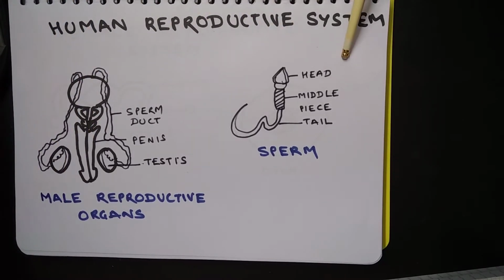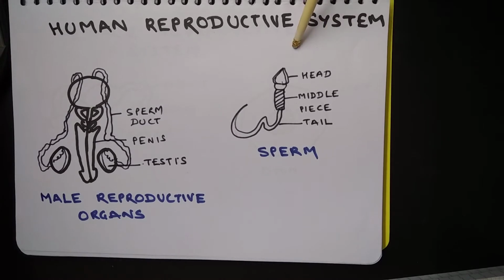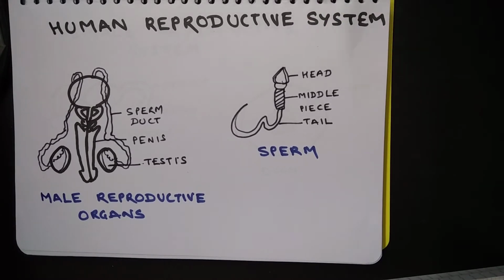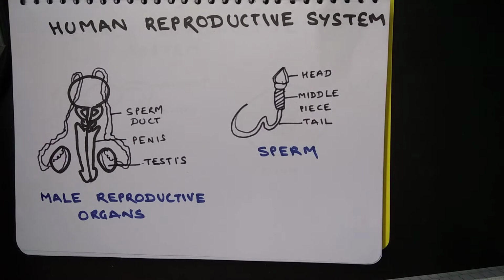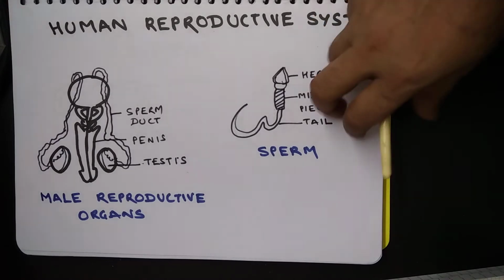This figure shows the structure of the human sperm. This is a single celled structure and it has three parts. This is the head. This portion is called the middle piece, and there is a tail at the end. Because of this tail, the sperms are able to swim.